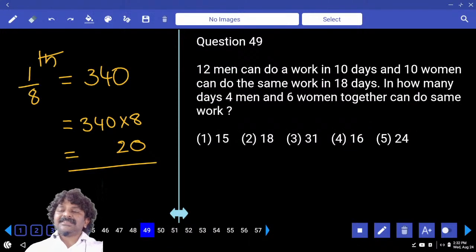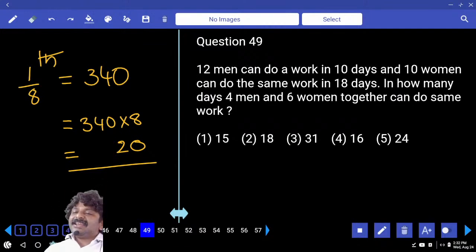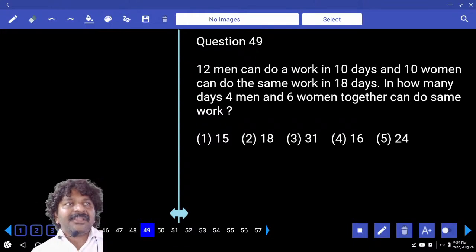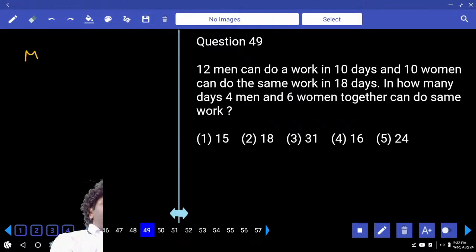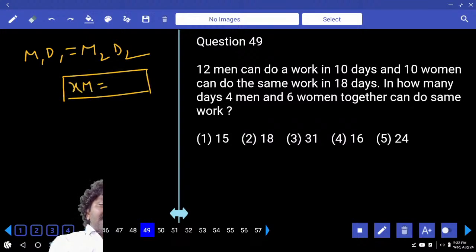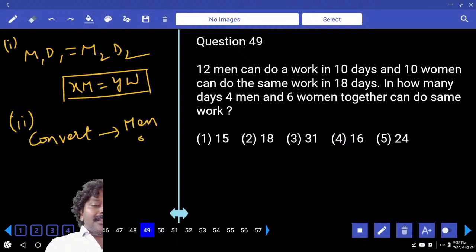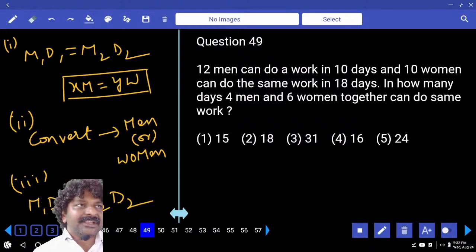12 men can do a work in 10 days and 10 women can do the same piece of work in 18 days, correct? In how many days can 4 men and 6 women together do the work? For these types of questions, it's a 3-step approach, do remember. First, you need to have a relation between men and women, like X men efficiency is equal to Y women. To get that, you need to use M1 D1 is equal to M2 D2. This is the first step. Second step, you need to convert every piece of information to either men or women. Third step, to get your answer, again use M1 D1 is equal to M2 D2.